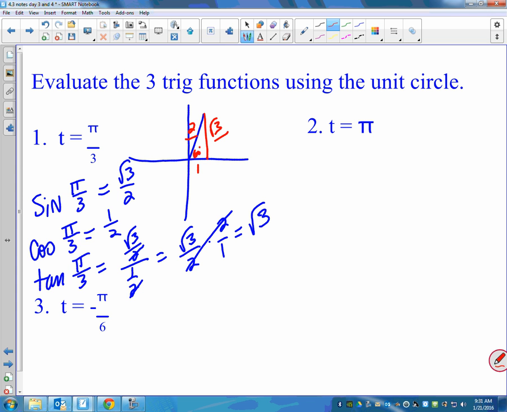So let's do a special angle now. Pi. What's the ordered pair for pi? Yeah, pi's over here, so it's -1, 0. This is where I think the unit circle is better, because you can't draw a triangle when one of the corners is 0. You can't make a right triangle out of it. So you have to know the ratios.